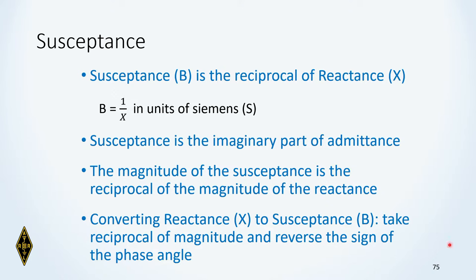And I did have a memory trick for this. If you can relate it to emotions, if someone tells you an obvious lie, your reaction is going to be suspicion. So that might be a help here. And then the last one, converting reactance to susceptance. Take the reciprocal of the magnitude and reverse the sign of the phase angle.